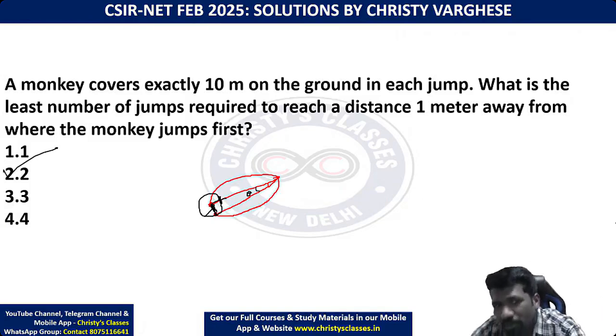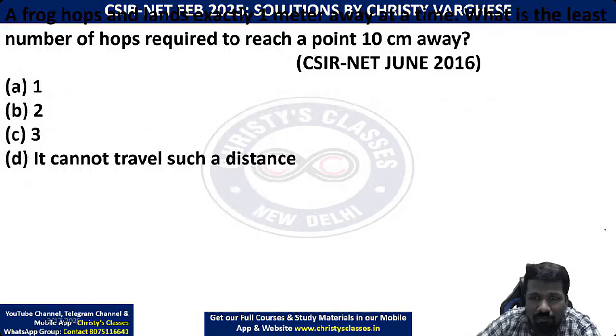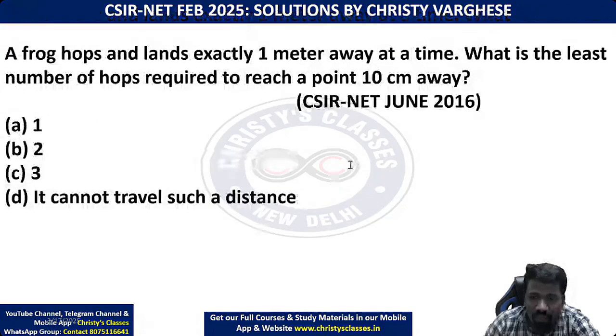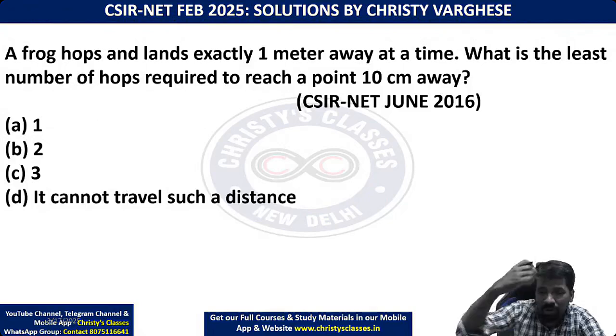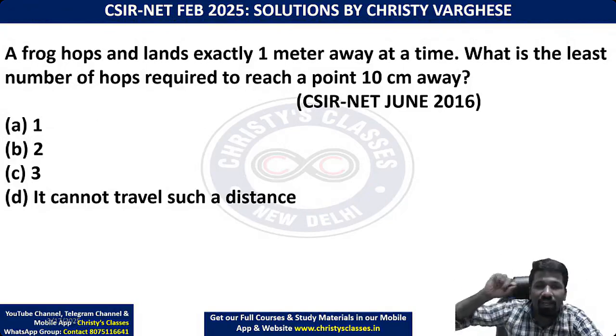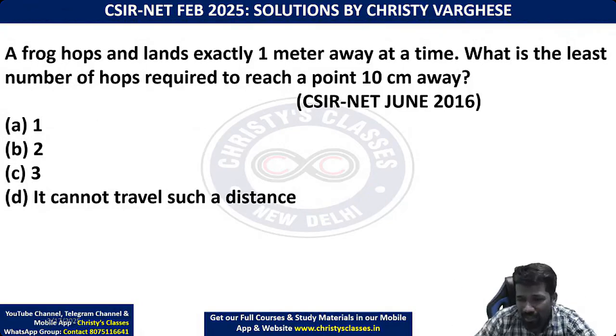Now I know many of you are confused. This was a repetition of a June 2016 question, which I have been repeatedly telling students for many years to understand. It was the same question repeated. Here the monkey was a frog, 10 meters was 1 meter, and 1 meter was 0.1 meter or 10 centimeters. 2 is a multiple of 10 we can take.